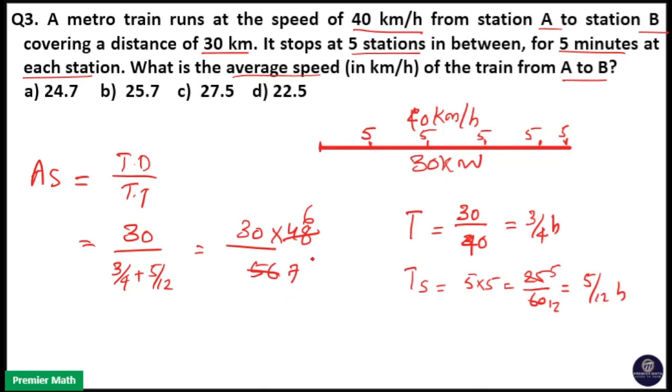So 180 divided by 7 is equal to... 7 2s are 14, 7 5s are 35, 7 7s are 49. So option B, 25.7 is your answer.